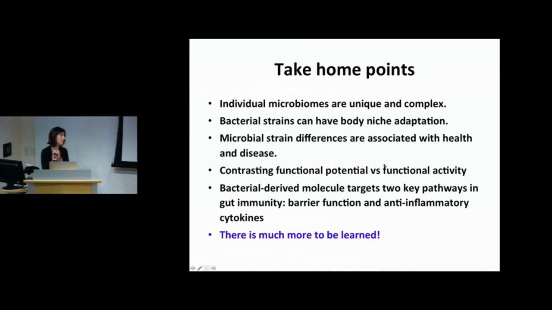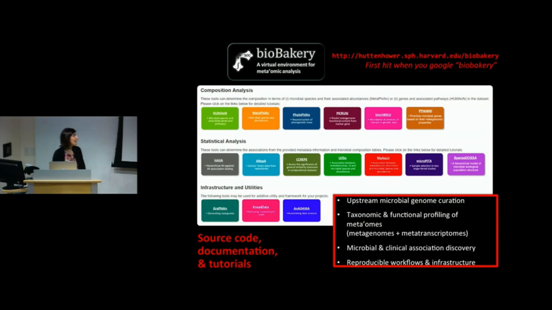In addition, by looking at the metatranscriptomic data, we can look at functional activity instead of just functional potential. And we're starting to identify bacterially derived molecules that target pathways important in the gut, such as barrier function in epithelial cells and cytokine production. And I just want to say there's a lot more to be learned. I think this field is really just at the start, and looking at what's going on in the microbiome in all of these different ways, I think will help us to better understand what this community is doing to contribute to health or disease.